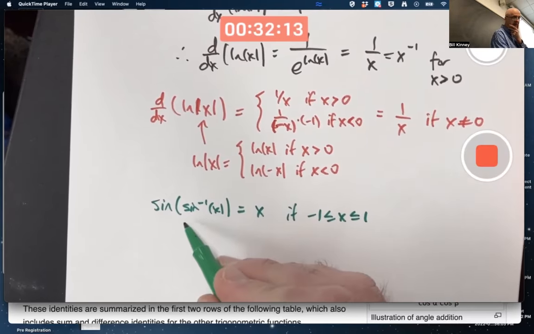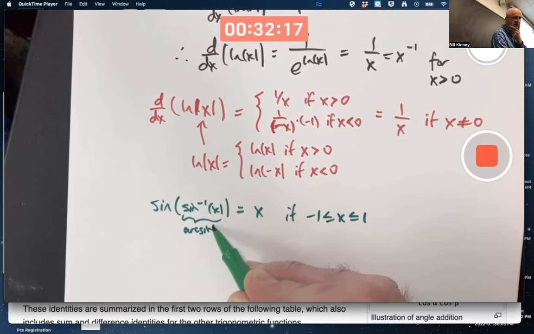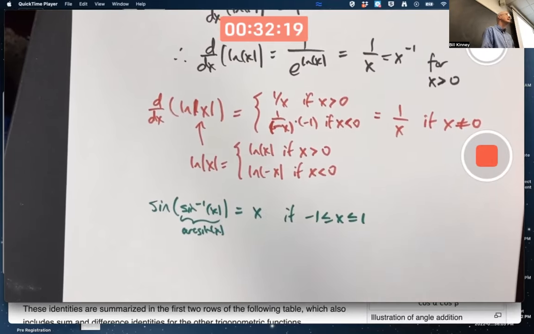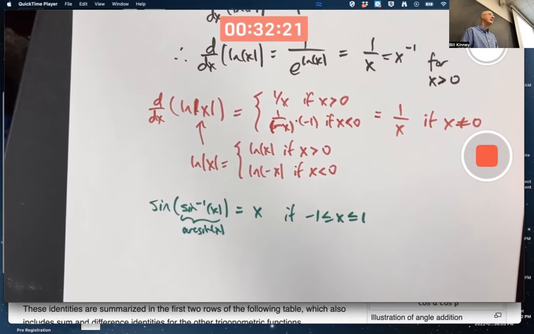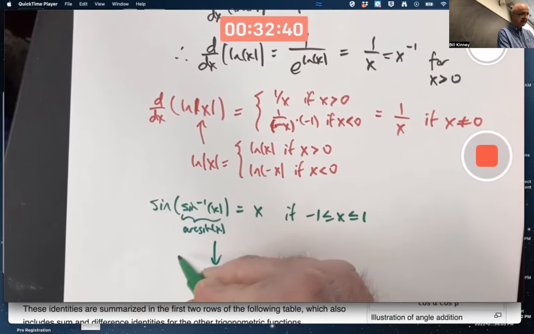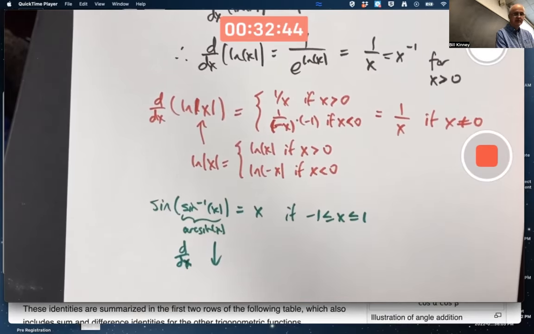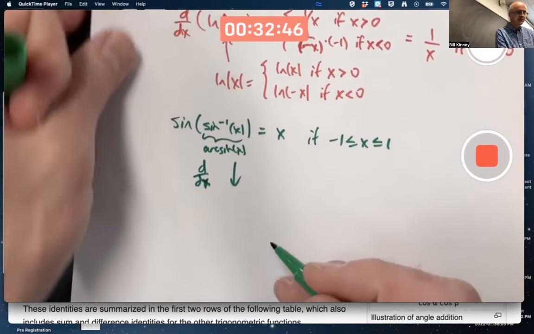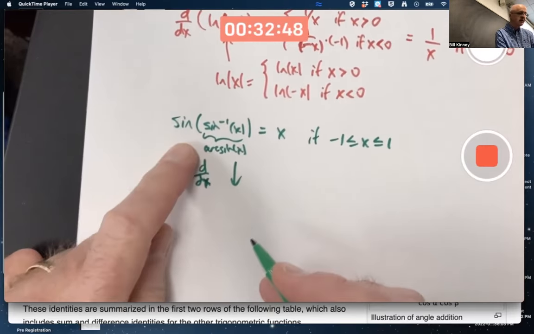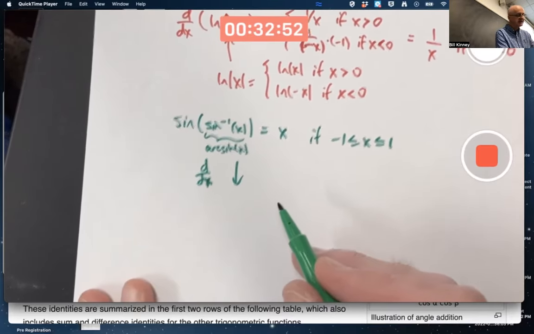I also could write this as arcsine of x. You should know that, and you should be comfortable with that, including for the gateway, to write it either way. I'm telling you right now. Do the same thing we did with the natural log. Differentiate both sides. Apply the d/dx operator, which just means differentiate both sides with respect to x. On the right, I get 1 again. On the left, I got to use the chain rule again.